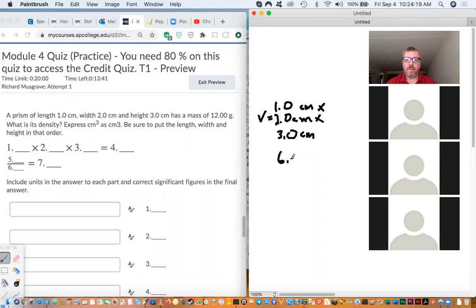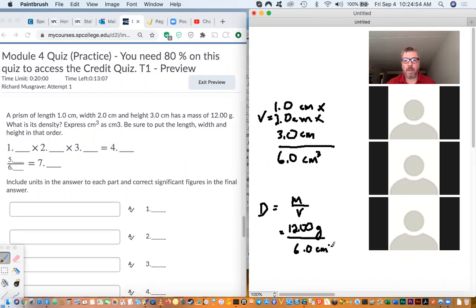Now, I need to have at least as many significant figures as I have here. So we've got two. But in the calculator, you'd have to take it out to as many as it said. But I'll just say 6.0 cubic centimeters here for the volume. The density then is going to be the mass divided by the volume, which is going to be 12.00 divided by, I'm going to make it 6.0 here.